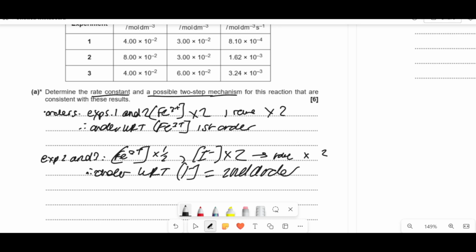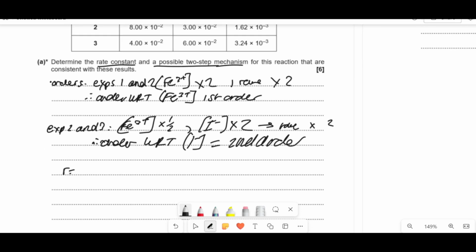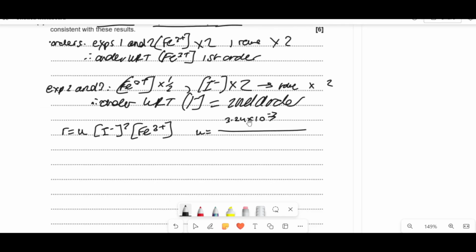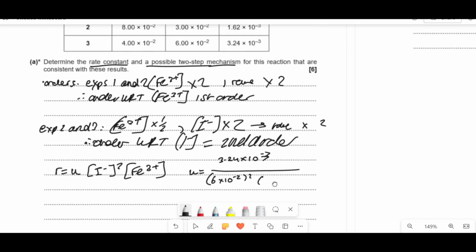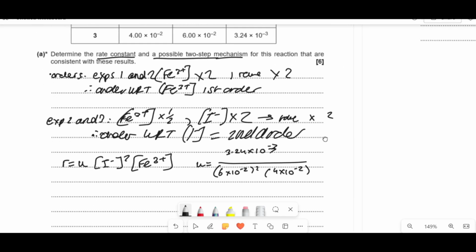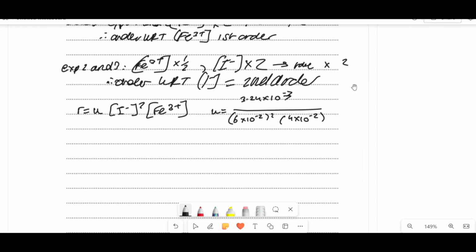Then it says determine the rate constant. So we actually need to work out the rate equation. R equals k times [I minus] squared [Fe3+]. And then we can work out k by doing k equals R over whatever we want to pick. I'll just do this last one. So 3.24 times 10 to the minus 3 all over the concentration of the iodide, which is 6 times 10 to the minus 2 squared, and then the other one. Also, does it want the units as well? It does want the units. Yes, it does. We'll get to that in a sec. So if we do that, we get 22.5.